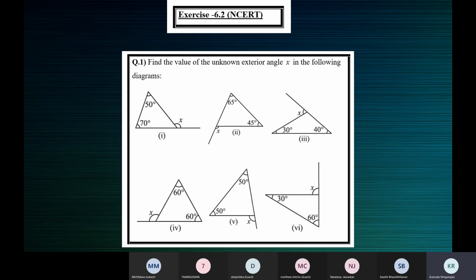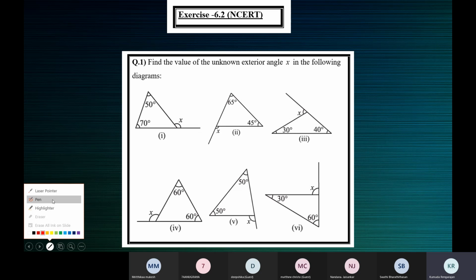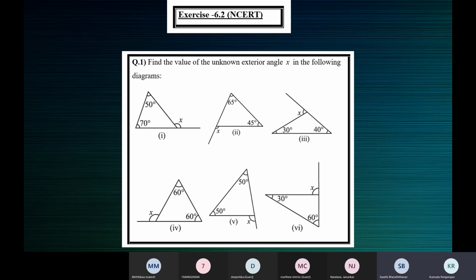So who can tell me the answer for the first one? Swati, what is x in the first figure? Is x an interior angle or an exterior angle? Exterior angle, ma'am. Which is its adjacent interior angle? Ma'am, the adjacent interior angle is the third angle of the triangle. Correct. This one is the adjacent interior angle, and this is the exterior angle.